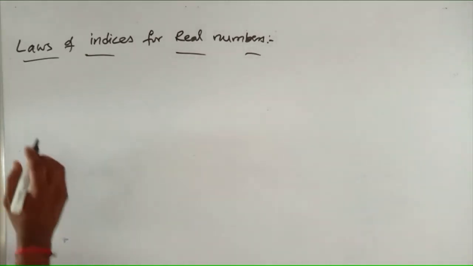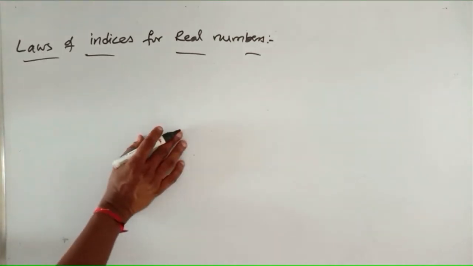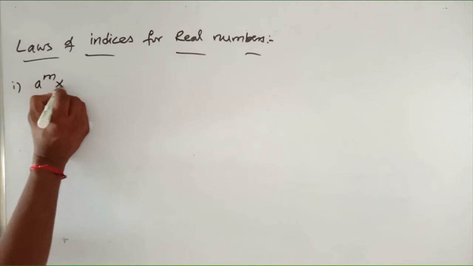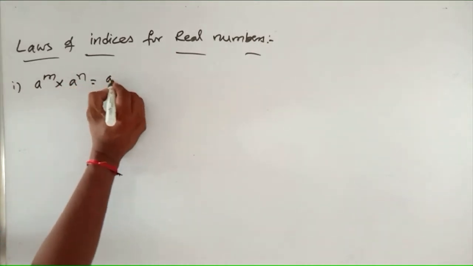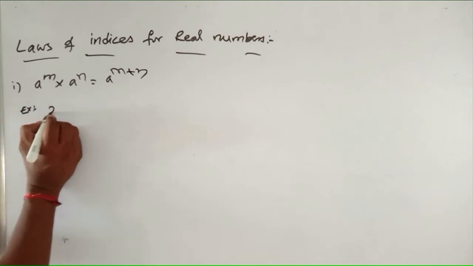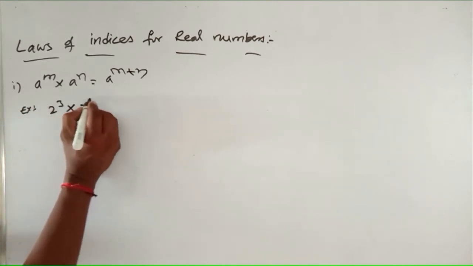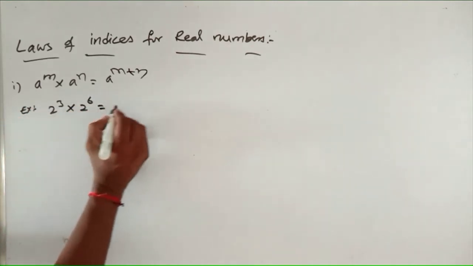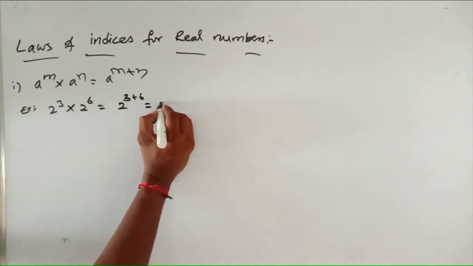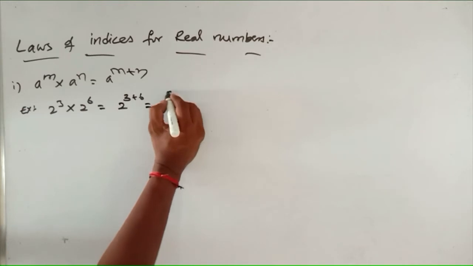The first law is a to the power of m into a to the power of n is equal to a to the power of m plus n. Example, I am taking 2 cube into 2 to the power of 6. Here the bases are equal, so simply add the powers, that is 3 plus 6, which is 2 to the power of 9.